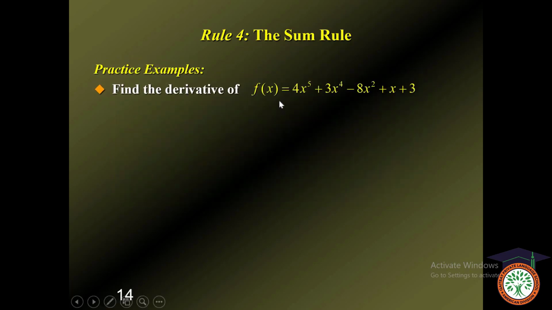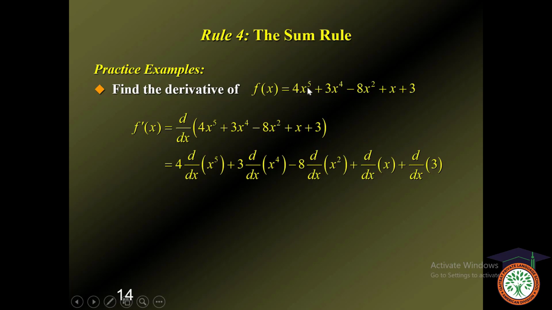Example. I have a function f(x) equals 4x power 5 plus 3x power 4 minus 8x squared plus x plus 3. Okay? How to find the derivative of an algebraic expression consisting of 1, 2, 3, 4, 5 terms? So easy. The derivative of the first term, then plus the derivative of the second, and so on. Let's see.